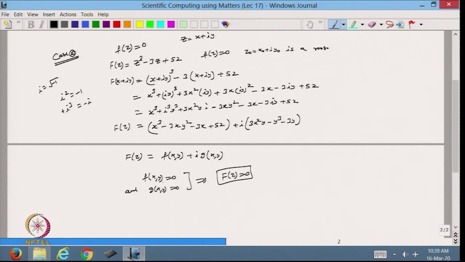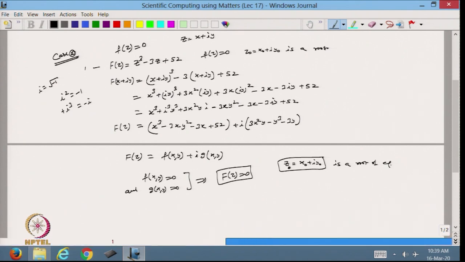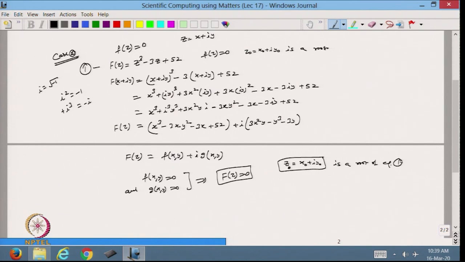So whatever values of x and y I get from here, I can write that z is equal to x naught plus i y naught, which is a root of equation number 1. By this way we can find the root of the equation. So let us go to the MATLAB code. So let us start with the MATLAB code.